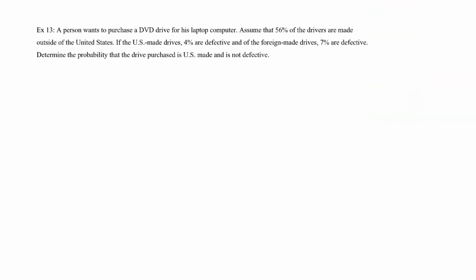And the last one we have in this section says a person wants to purchase a DVD drive for his laptop. Assume 56% of the drivers are made outside the US. If the US made drivers are 4% defective, and those that are not made in the US or foreign made are 7% defective. Determine the probability that the drive purchased is US made and is not defective. So we're looking for an intersection here because we're looking at the fact that it's made in the US and it's not defective.